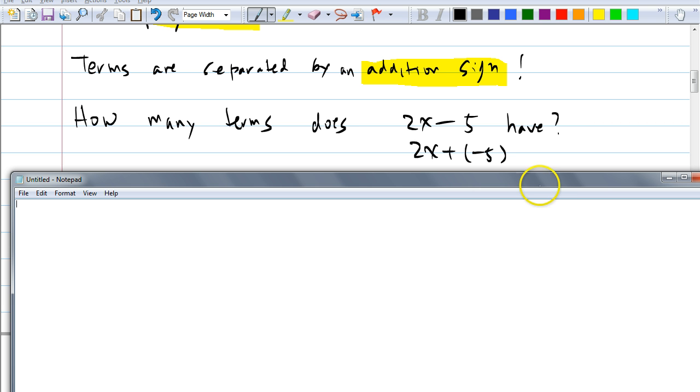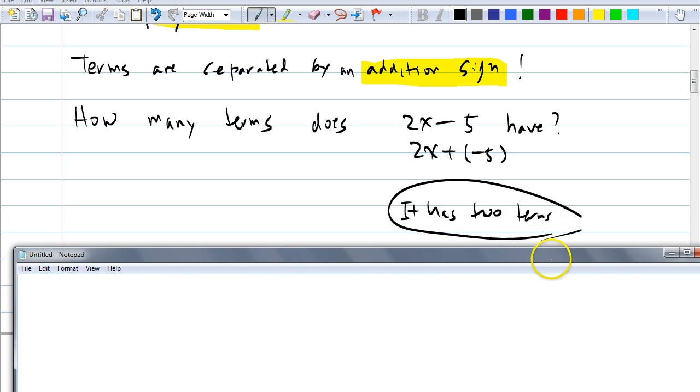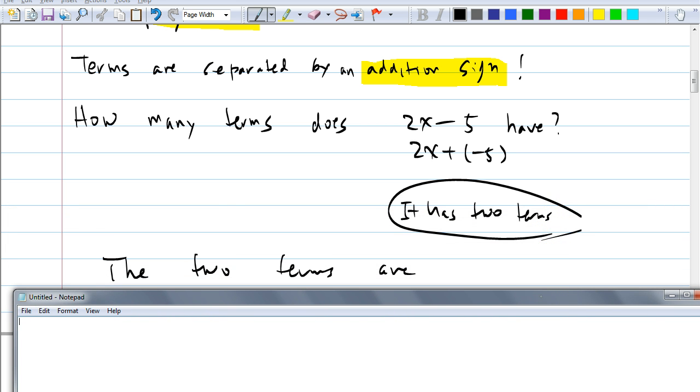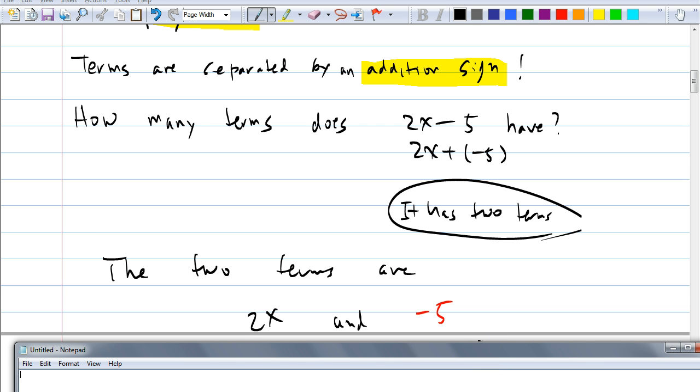Now, what are these 2 terms? Who could tell me? The 2 terms are what? Chuck? 2x and 5. How many people say it's 2x and 5? Raise your hand. Oh, you want to change your mind? Yeah, 2x and negative 5. Do you see why I like to change things into addition? Because once you change things into addition, you can see the terms clearly, right? If I were to leave it as 2x minus 5, you may think, oh, 2x and 5 are the terms. No, terms are separated by an addition sign, right? Therefore, once you change it to an addition, you can see clearly what the terms are.